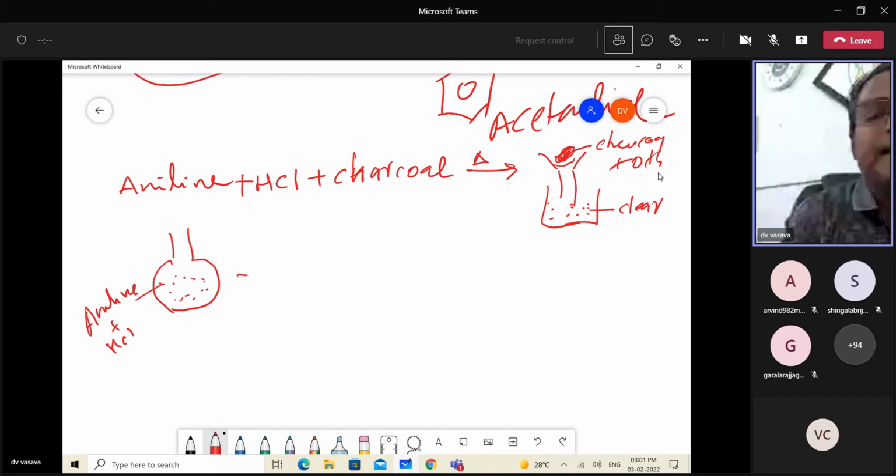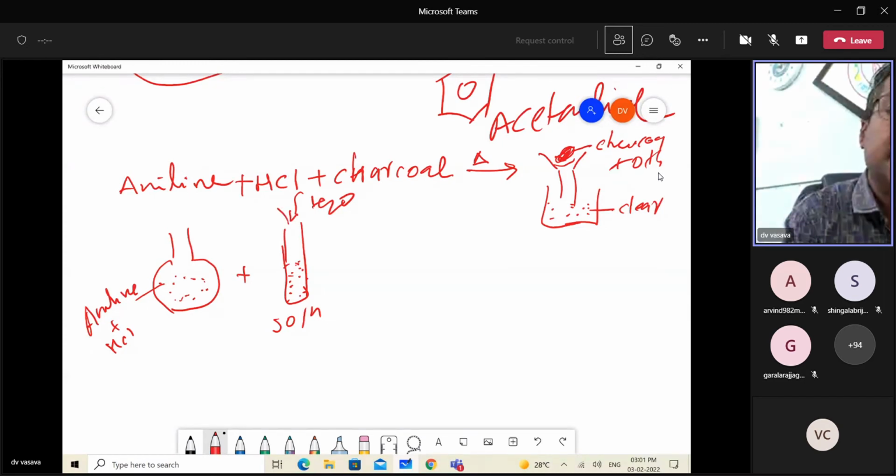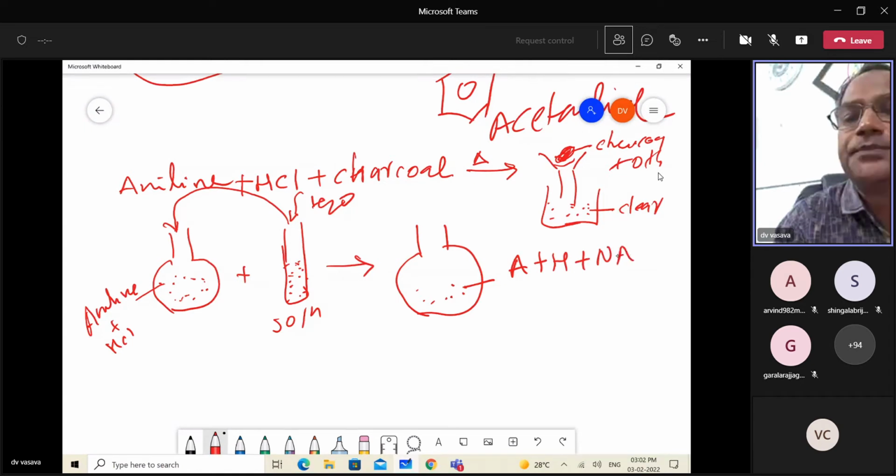And now you can prepare the sodium acetate solution in water. You can take the salt and pour the water, H2O. So now this is the sodium acetate solution. Now this should be poured in the RBF. So now in this RBF, what is there? Aniline plus HCl plus sodium acetate. This solution is there in the RBF.